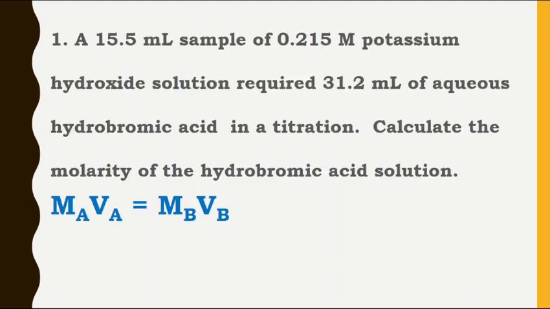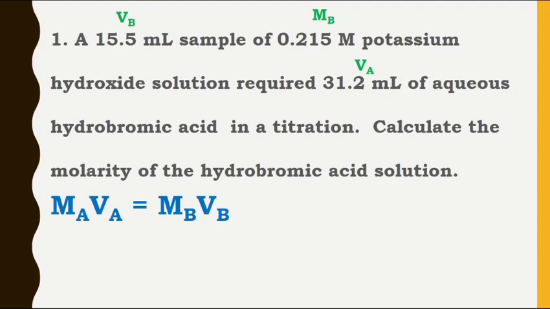So, to put this into practice in that first example here, it says that we have a 15.5 milliliter sample of 0.215 molar potassium hydroxide solution. And since potassium hydroxide is a base, then that first volume and molarity is the VB and MB. And that's how much is required to titrate 31.2 milliliters of our hydrobromic acid. So that is our volume of our acid. And it wants us to calculate the molarity of our acid. It's the one that was missing, MA.